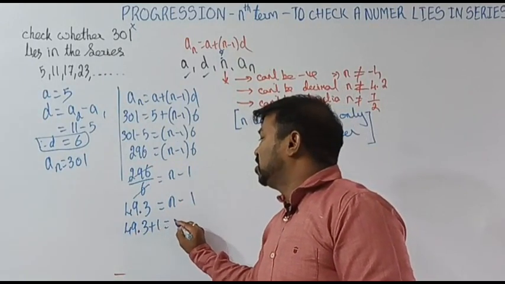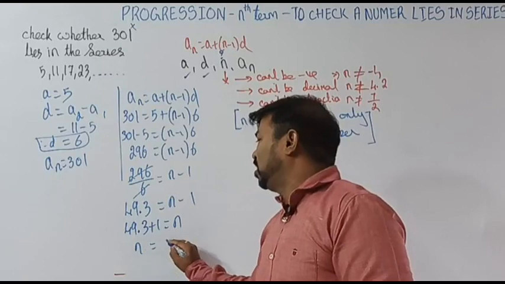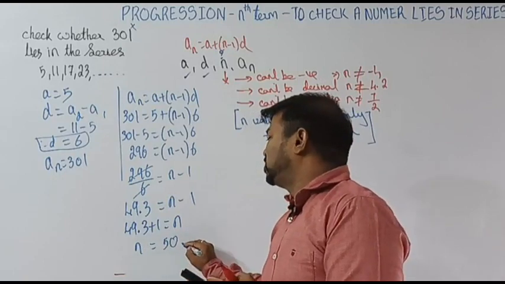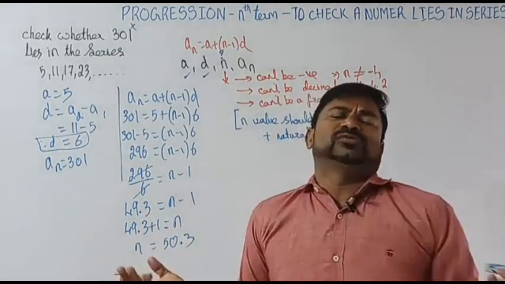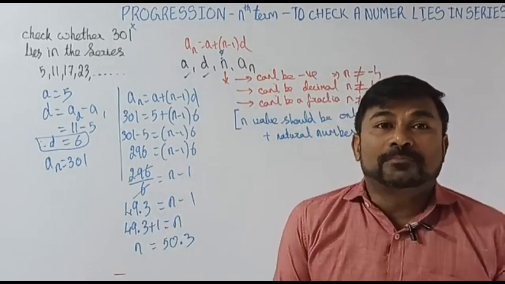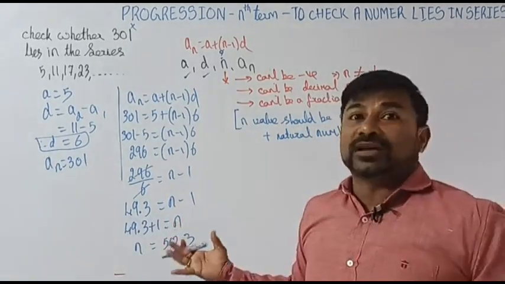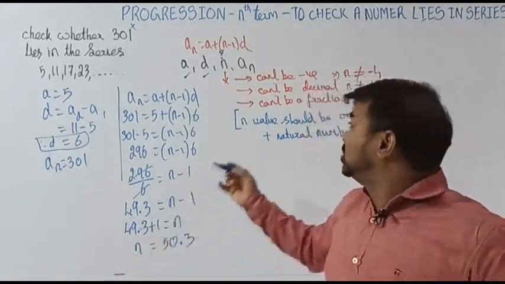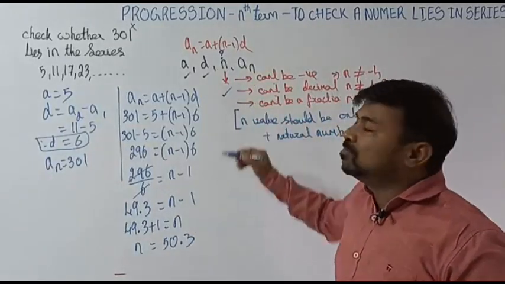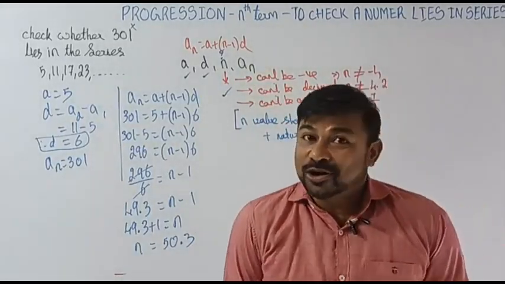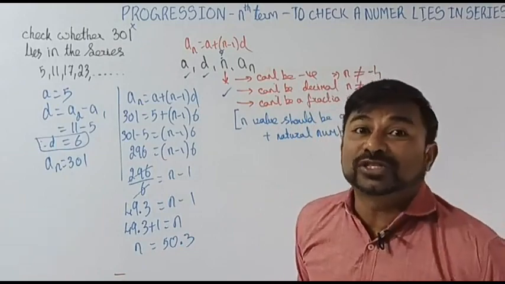49.3 plus 1 equals n. So n equals something like 50.3. What is this one, man? How can the roll number, position number be something like 50.3? This is what we said. It can't be decimal. But we got the value in terms of decimal.